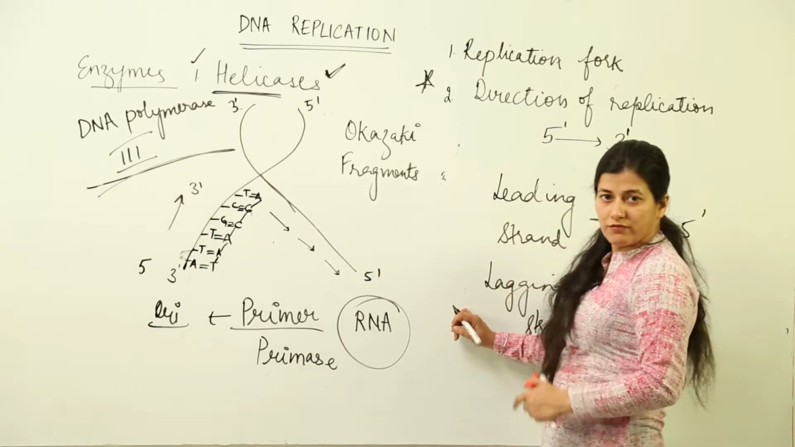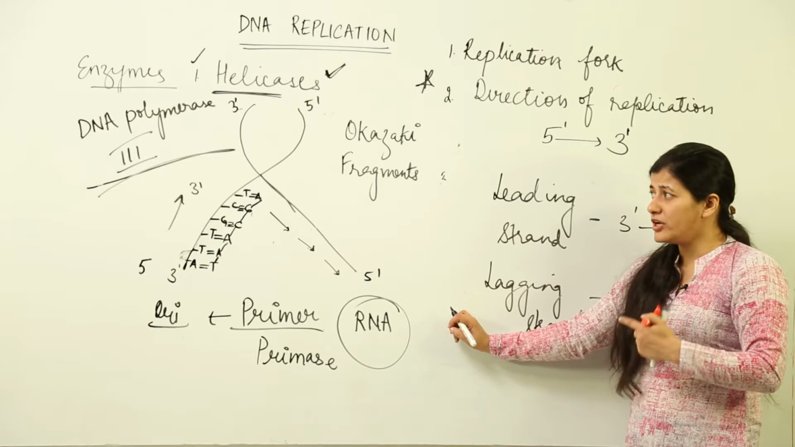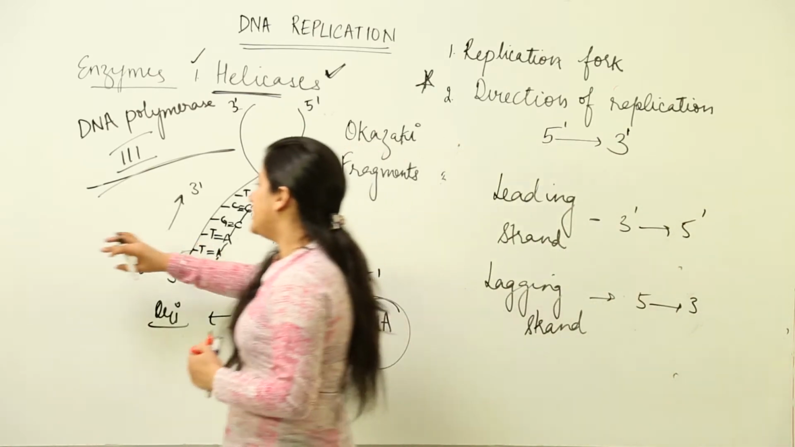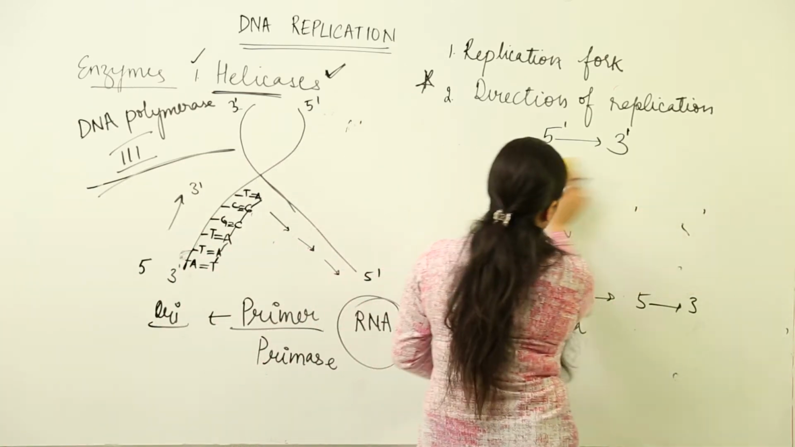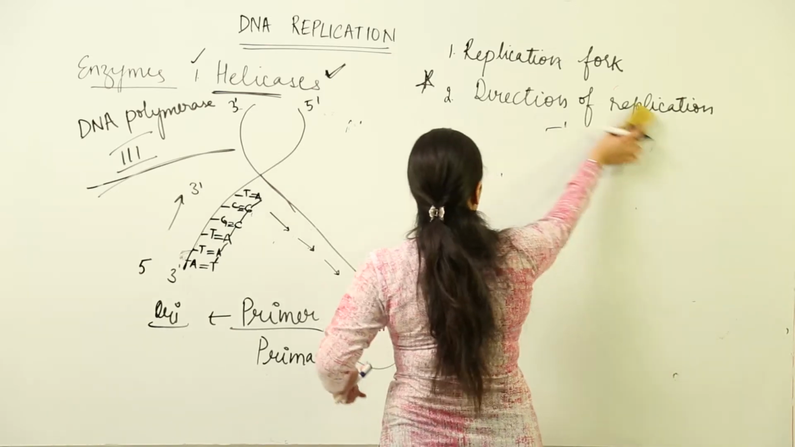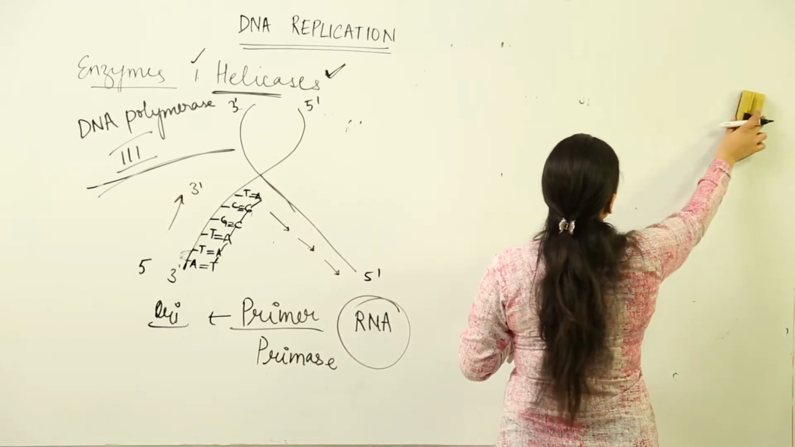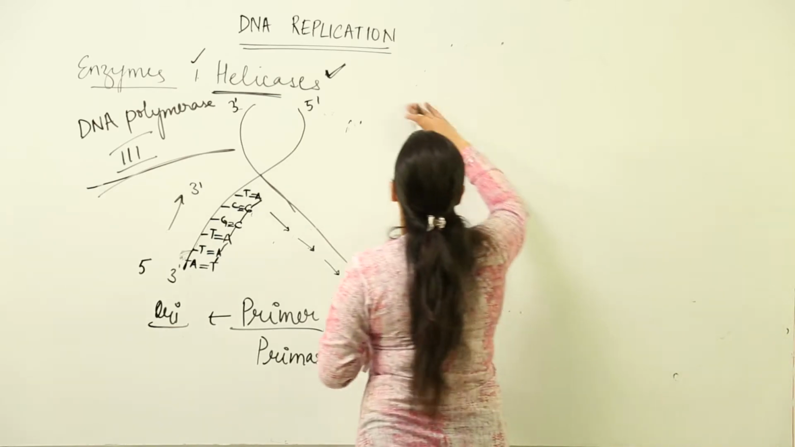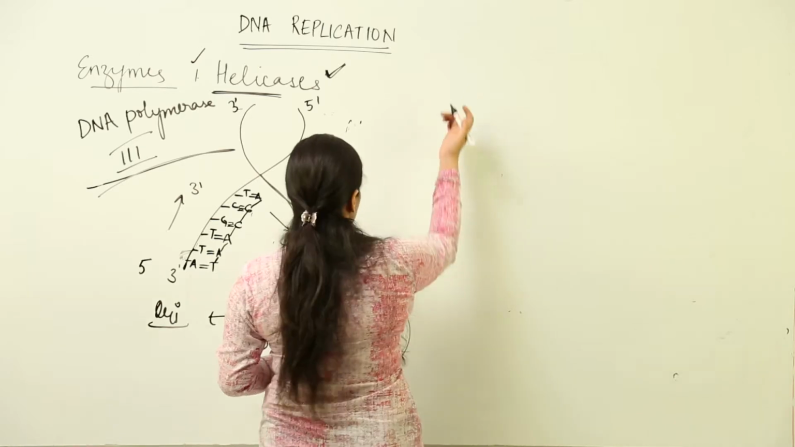Apart from this function, where they replace the primers and bring DNA over there, polymerase 1 and 2 also have another function, that of proofreading. Now, what is this proofreading? We had talked that mutation is the main source of evolution. Mutations are lethal as well, mutations are dangerous as well.